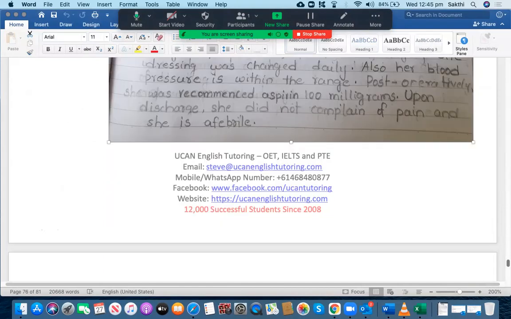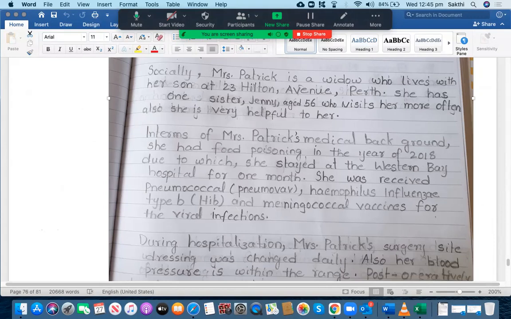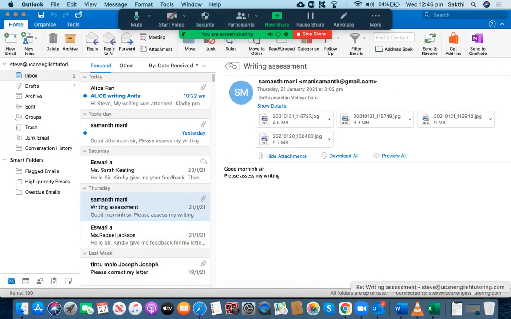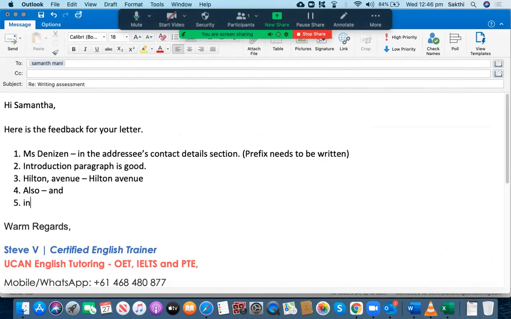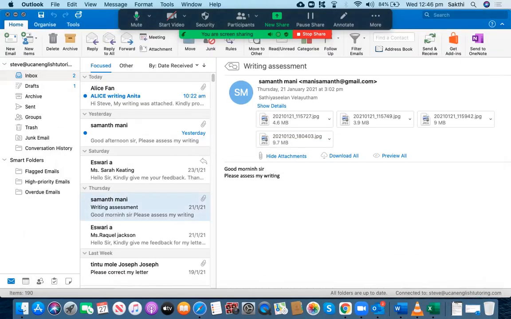In terms of Mrs. Patrick's, the next paragraph is in terms of. Okay, in terms has two words. It's not a single word. So she has committed the mistake. In terms of, so it's going to be in, then a space, and then terms. That's how she should have written it, but that's a grammar mistake anyway. So she didn't do that. Let's go to the next one.